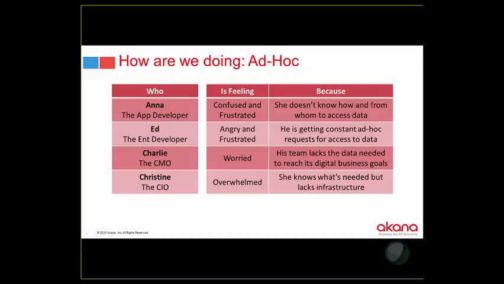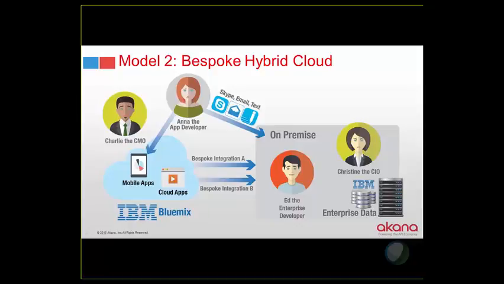Okay? So that kind of gives you an idea of ad hoc. Let's move on to Model 2 and see if we can improve the picture a little bit more. Model 2 is actually very similar to Model 1. It is a very similar picture in that you still have Anna reaching out to Ed. The big difference is that Charlie and Christine have gotten together and they've discussed the problem. And they've decided that an ad hoc approach will not work, and they've decided that what they need is something a little bit more planned.